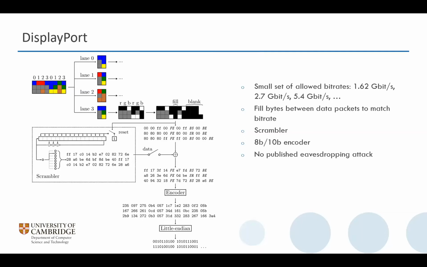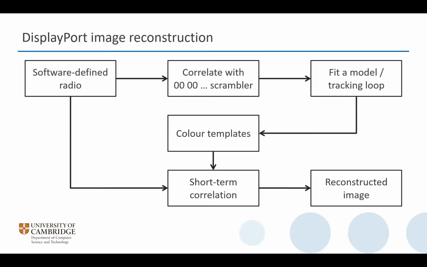And well, you might think, well, does this mean that we can just switch to DisplayPort and electromagnetic eavesdropping is no longer something that we need to worry about? And it turns out that the answer is, well, no. And here's a quick overview of how we attack this before we look at example results. So we've got our signal coming from the radio, and we want to do 2 things. First, we want to synchronize it with a local copy of the scrambling series.